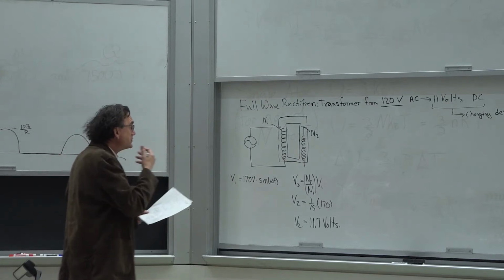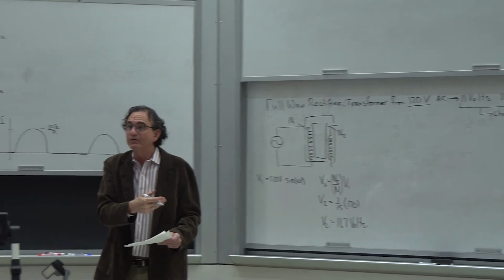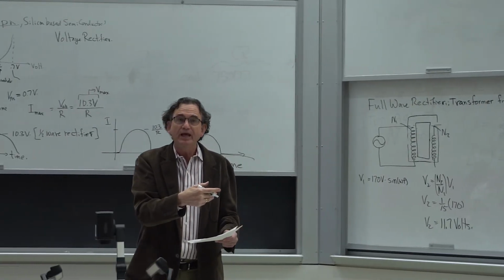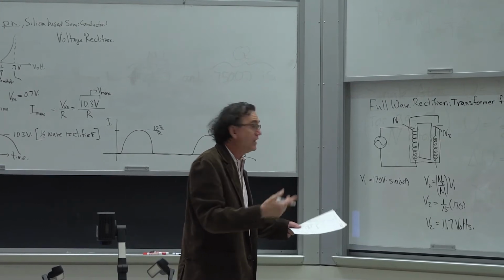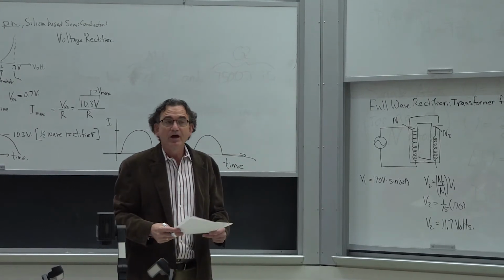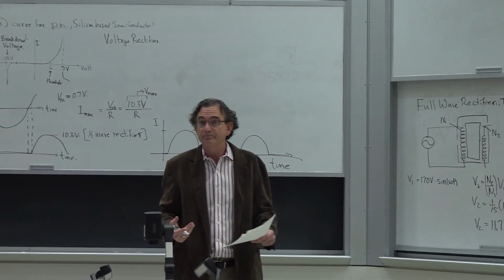Okay. So that's just simply using transformer theory, right? We step down the wall voltage from 170 down to 12, or 11 and a half, whatever. And now what we have to do is convert it to DC, right?